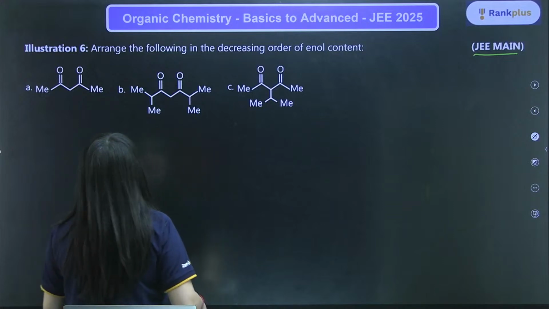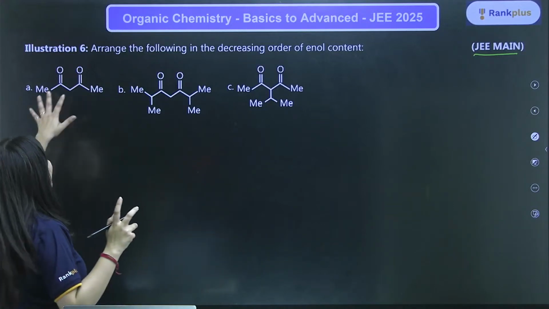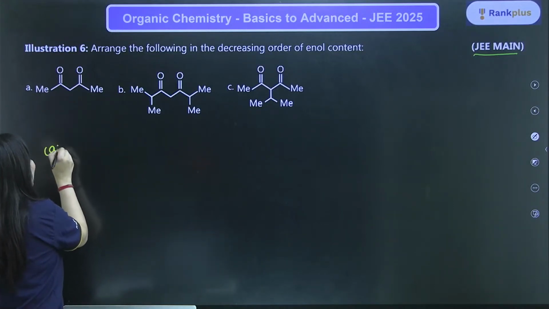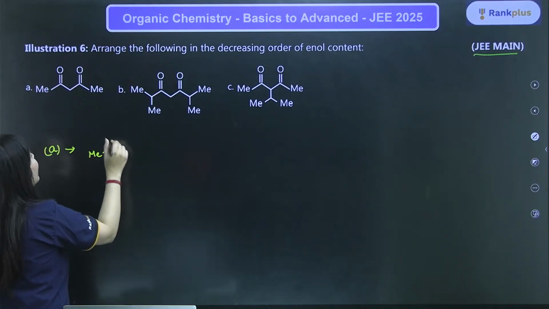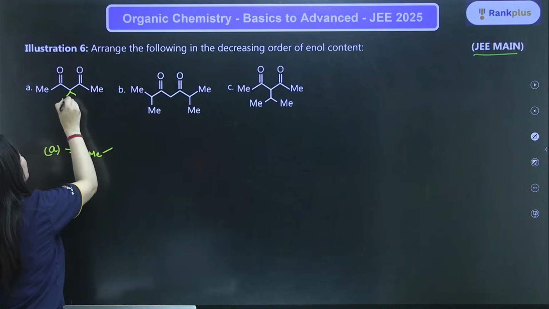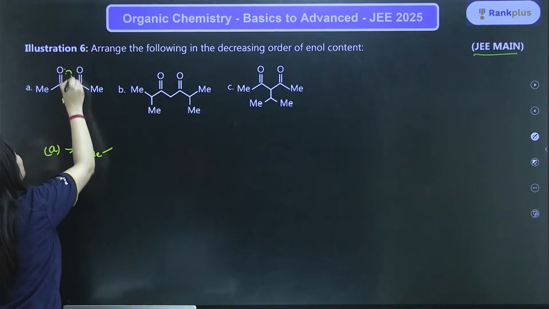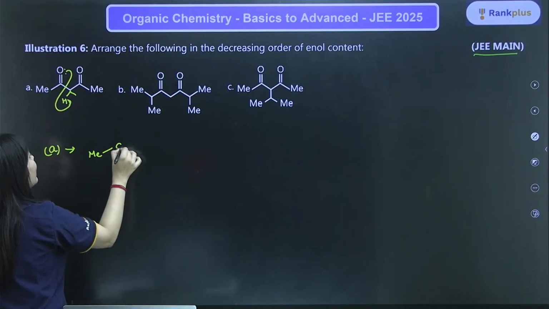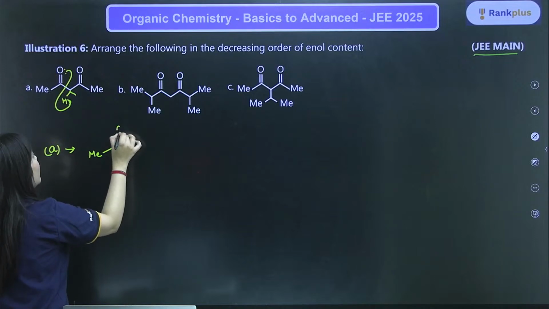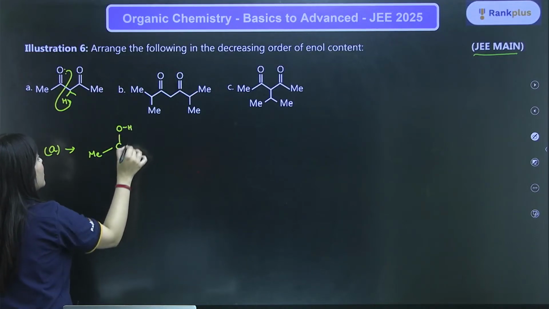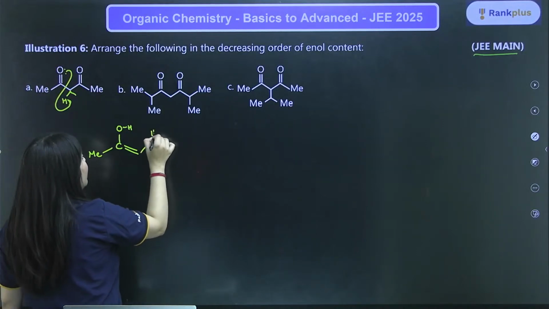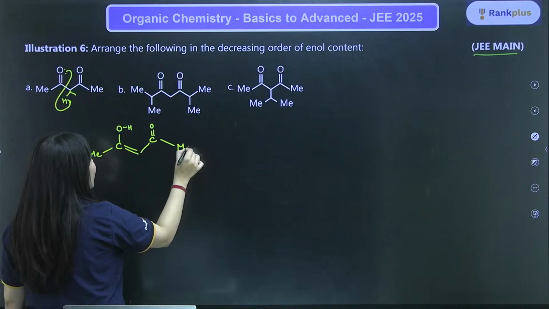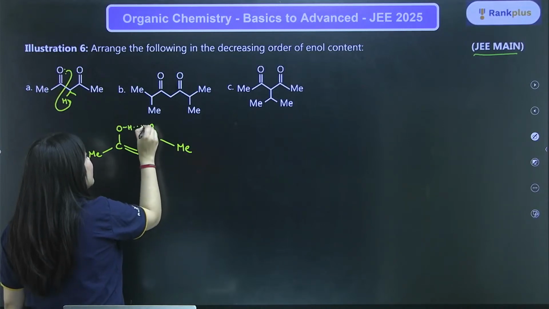Decreasing order of enol content. So, bacha, how will the enol content be formed in A? Let's see for A. Here there is a Me group. The hydrogen here got abstracted by this oxygen, and it would form C, here it would be O, here it would be H, and here a double bond, once again C double bond O, and here it would be Me, right? And here hydrogen bonding would be formed.